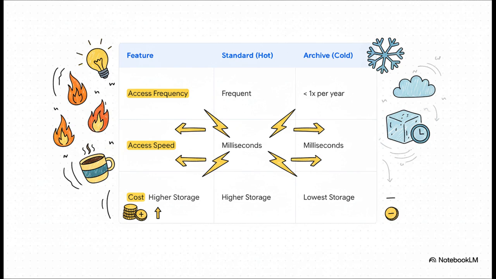But here's the absolute game changer. Look at the access speed row. Even that cold, cheap data is available in milliseconds. This is a huge deal. It means you can afford to keep everything without those old school delays where you'd have to wait hours or even days to get something back from the archive.